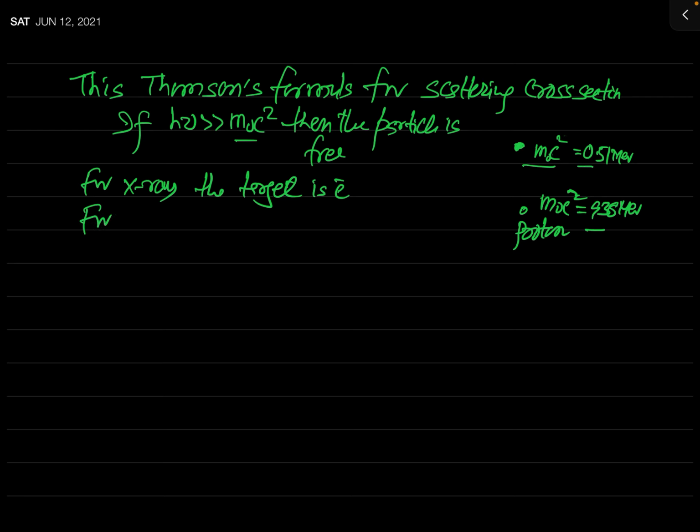So you can say for gamma radiation, the target may be proton. So you can use this formula to calculate the differential scattering cross section. If the target is electron, you may use X-ray radiation, but if your target is a particle like a proton, then you must use radiation like gamma radiation, and then this formula will be applicable.